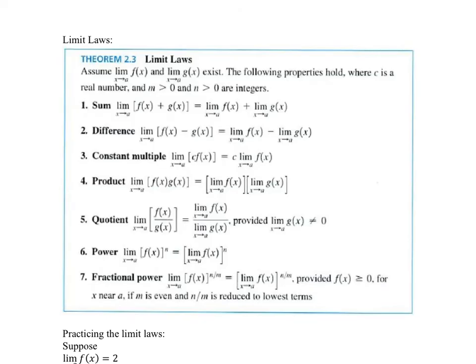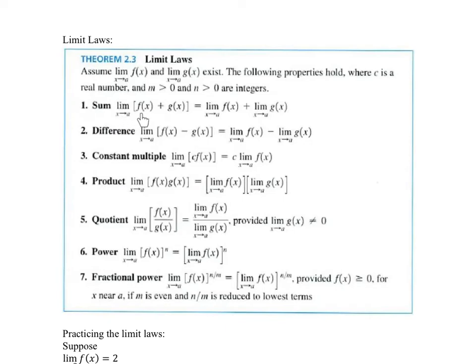Okay, some basic laws of limits, just some ideas that you should have in your back pocket when you encounter limits that might be functions added, subtracted, multiplied, divided, or raised to some power or fractional power. So assume that the limit as x approaches a of f of x and the limit as x approaches a of g of x both exist. The following properties hold, where c is a real number, and m and n are both integers greater than 0. So the sum of two limits, right?